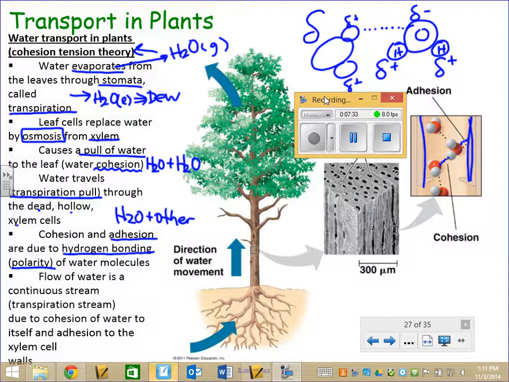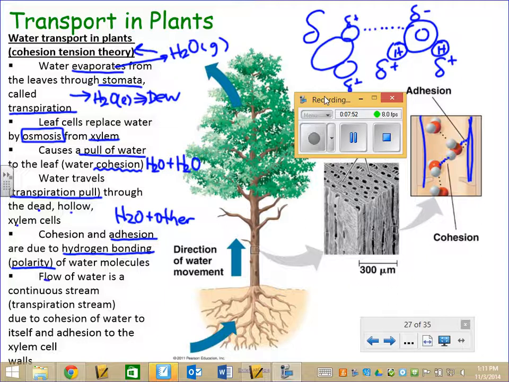Those two forces help water move upwards against the force of gravity. Water is attracted to the xylem. That means it won't fall back down as soon as it's been pulled up. Plus, water is attracted to the water molecule above it, and so that helps pull water up through the stem.